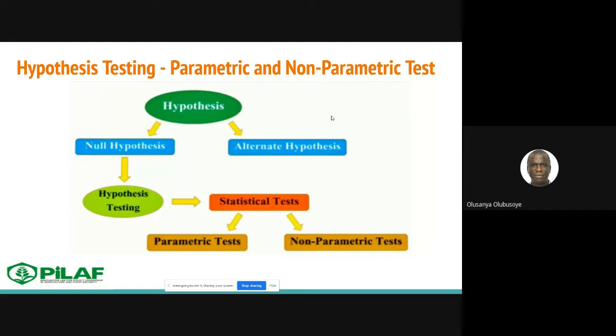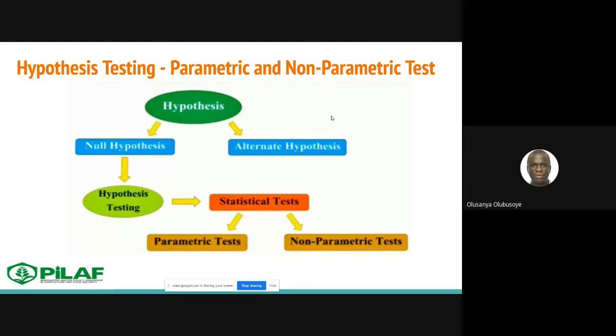So generally, to test the hypothesis, you need statistical tests. So the test actually is the one that processes the data, and it's on the basis of the test that a decision is taken. So this test is again categorized into parametric and non-parametric. So this is the structure of hypothesis testing.